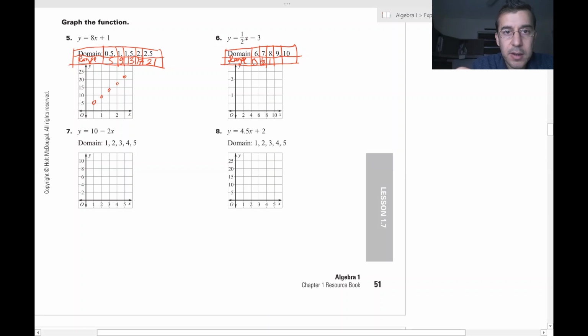When x is 9, 9 over 2 is 4.5 minus 3, 1.5. And then when x is 10, 10 divided by 2 is 5, minus 3 is 2. So we have these 5 points.